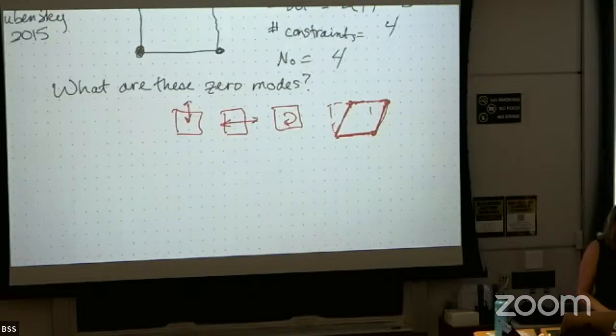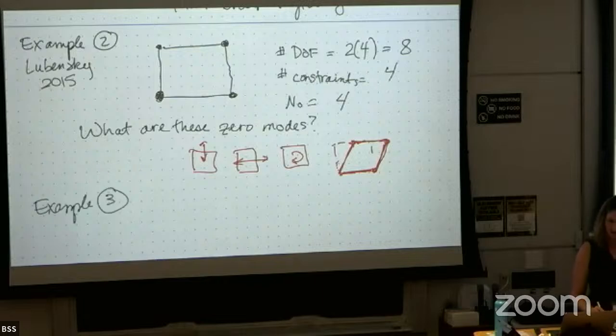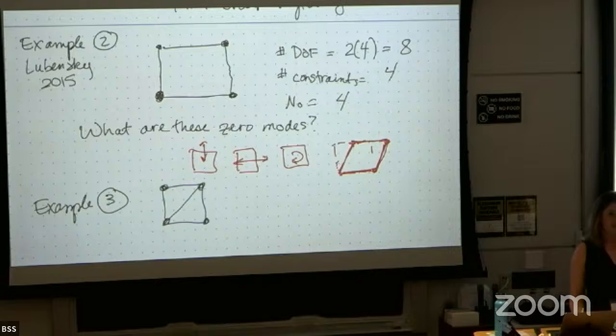Okay, let's do another example. This one will be super fast because you already all know what you're doing. Example 3: what happens if I add a bond across here to this thing? What do I get now?